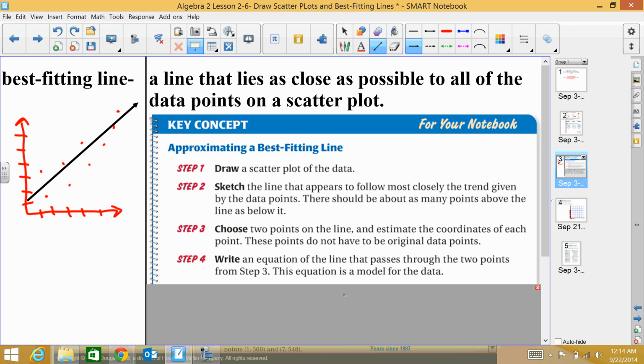Then it says choose 2 points on the line and estimate the coordinates of each point. So from here, I would go to my graph, and I'm going to pick 2 points that are on the line. So let's see if I can find this one. Looks like it's about on the line. If I look over here, I'm trying to find something that's really pretty close. There's another point that's on my line. So I would try to find exact points that fall on the line.